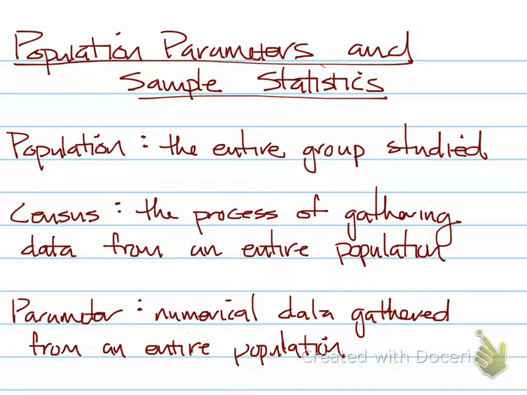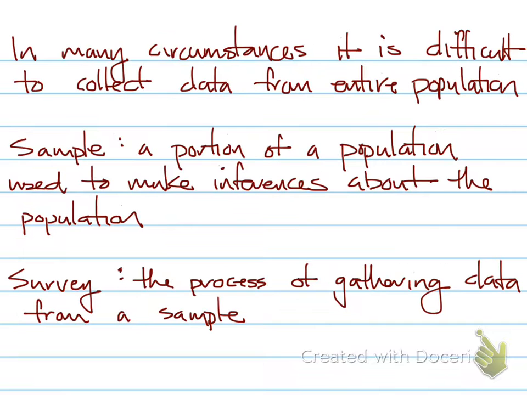All right, in this lesson we're going to be looking at population parameters and sample statistics. Population is the entire group that is going to be studied. A census is the process of gathering the data from an entire population. And the parameter is numerical data that's gathered from an entire population.